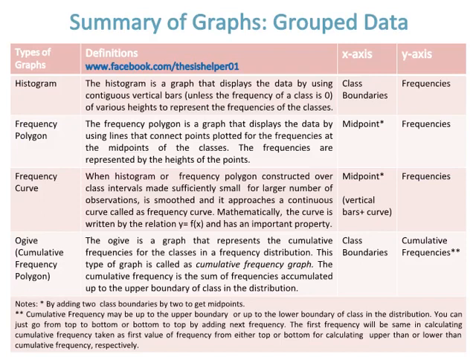Notes: add two class boundaries and divide by 2 to get midpoints. Cumulative frequency may be up to the upper boundary or up to the lower boundary of a class in the distribution. You can just go from top to bottom or bottom to top by adding the next frequency. The first frequency will be the same in calculating cumulative frequency, taken as the first value of frequency from either top or bottom for calculating less than or greater than cumulative frequency, respectively.